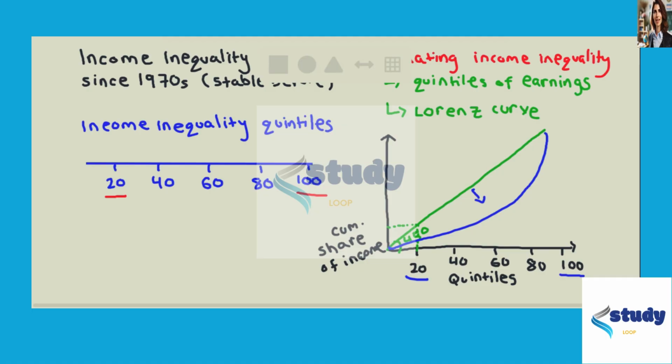So now coming back over here to our point of interest in the US, since the 1970s, this Lorenz curve became more bowed out, which means that there was increased income inequality.